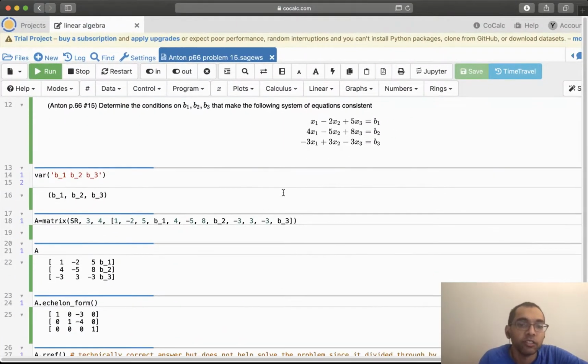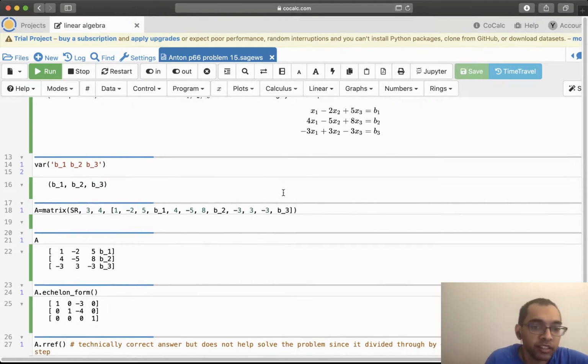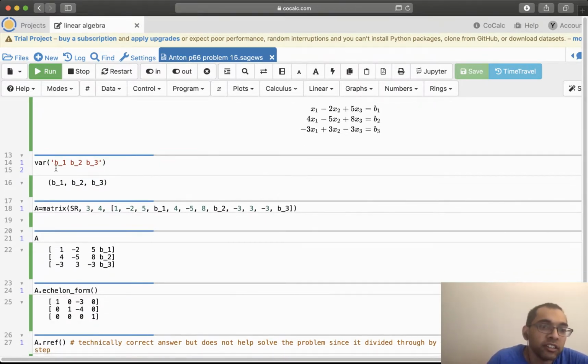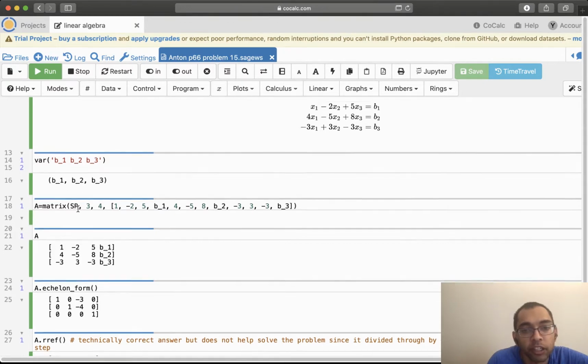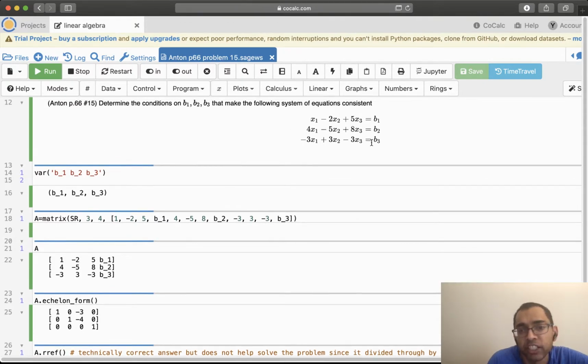Okay, and so the way I first thought about doing this is, well, Sage can work with variables, so introduce B1, B2, and B3 as variables like so. And then turn the system of equations into the augmented matrix A. So A is equal to the matrix, and SR stands for symbolic ring.